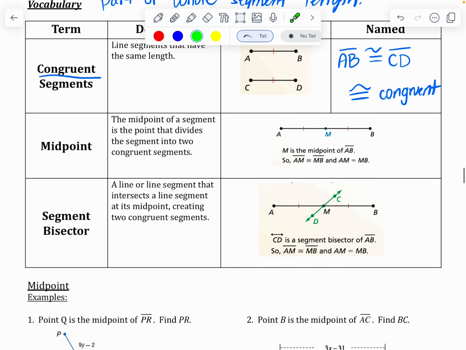Similarly, a segment bisector is a line or a line segment that intersects at its midpoint, also creating two congruent segments. So we have midpoint M, so segments AM and MB are congruent, and this line CD is bisecting segment AB. And we can say the same thing then. These two segments are congruent. Here is that statement. And then their lengths are equal. And this means that they are congruent.